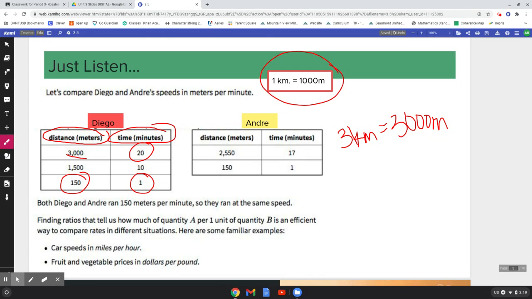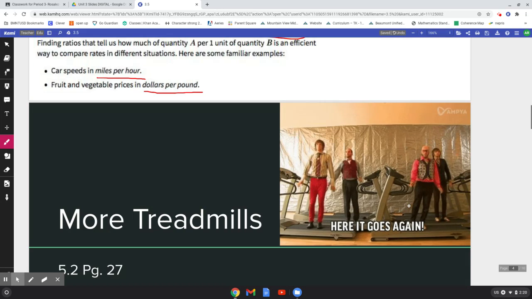Now, Andre, he's easier because he already is in meters. So there's nothing to convert. So if you were to do the 2,550 divided by the 17, you would get 150 meters per minute. So they both ran 150 meters per minute. So you would say that they ran at the same speed. Now you've heard miles per hour or dollars per pound. It's kind of the same thing, but we're talking about speed.